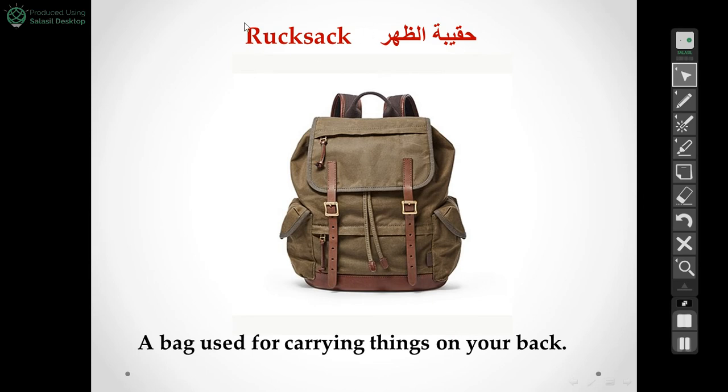Rucksack. Do you know what's the meaning of rucksack? Yes, حقيبة الظهر. Rucksack is a bag, حقيبة, used for carrying things, تستخدم لحمل الأشياء, on your back, على ظهرك. Repeat after me. Rucksack. حقيبة الظهر.